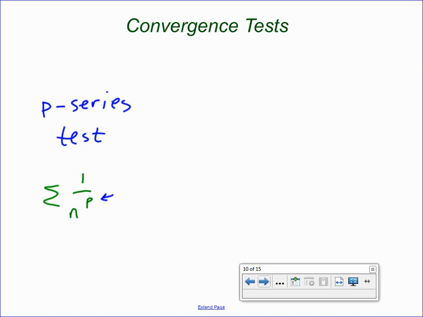What's another test? Any order? Courtney? Ratio test. An all-powerful ratio test. And what does the ratio test ask us to consider, Danny? If the term after the nth term is less than the nth term. Yes. In the absolute value.